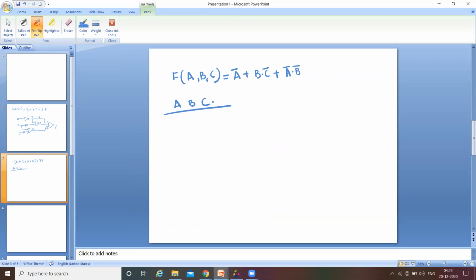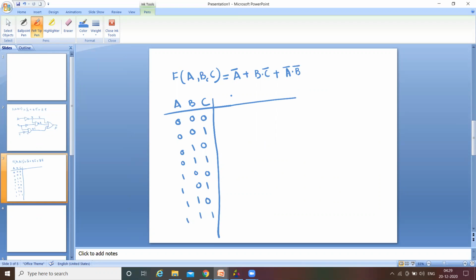If three variables are there, how many different rows will come? 0 0 0, 0 0 1, 0 1 0, 0 1 1, 1 0 0, 1 0 1, 1 1 0, 1 1 1. So there are 8 possible combinations. In the first term there is only A complement. If A is 0, its complement is 1, so the first four rows are 1 and the remaining are all 0.